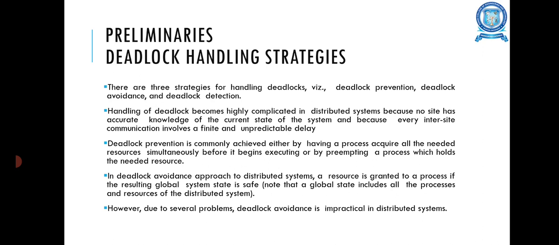Deadlock prevention is commonly achieved either by having a process acquire all the needed resources simultaneously before it begins executing, or by preempting a process which holds the needed resources. In the deadlock avoidance approach to distributed systems, a resource is granted to a process if the resulting global system state is safe. However, due to several problems, deadlock avoidance is impractical in distributed systems.